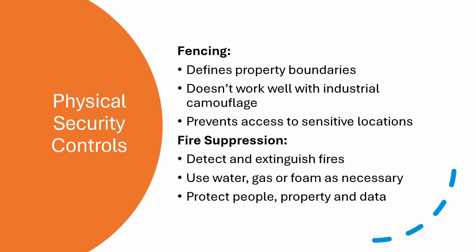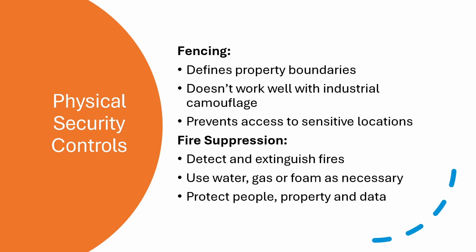Fencing. Fencing is a physical boundary that defines property boundaries. It prevents access to sensitive locations, but adding a boundary would make it seem like there is something hidden there, which makes it not work well with industrial camouflage.